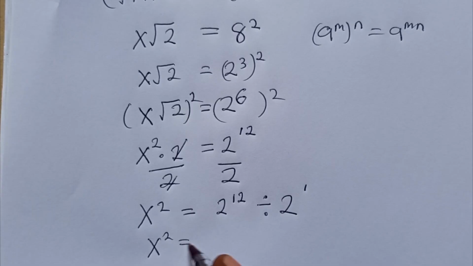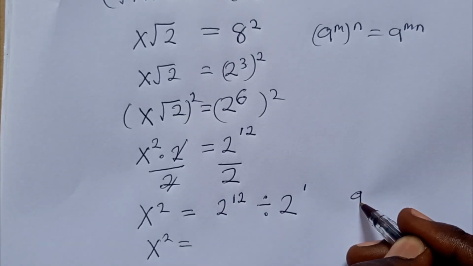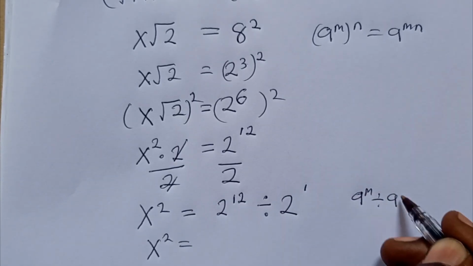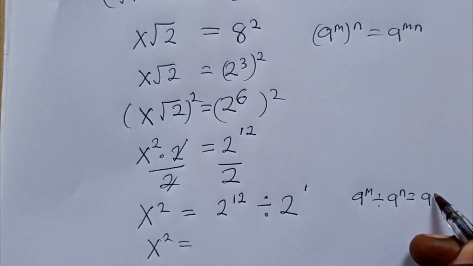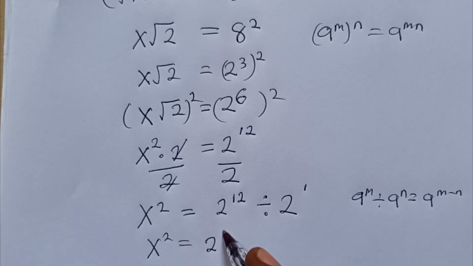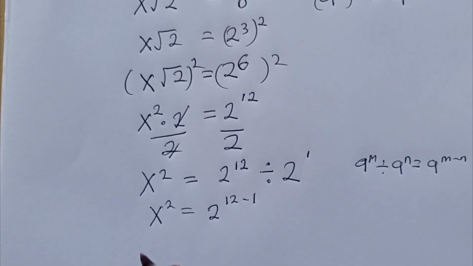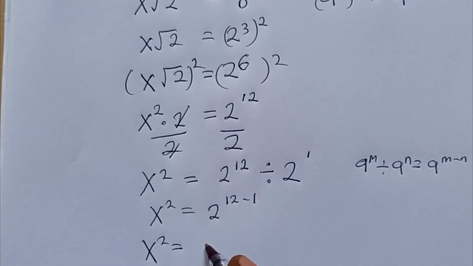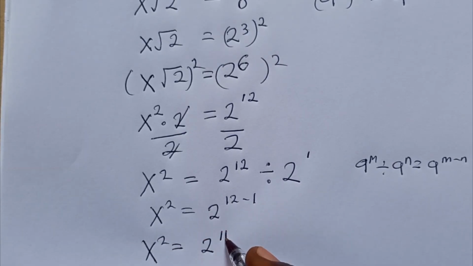We have x to the power of 2 equal to, remember in our indices, a to the power of m divided by a to the power of n is the same thing as a to the power of m minus n. So applying that here, we're going to have 2 to the power of 12 minus 1. So if that's what we have, our x squared is equal to 2 to the power of 11.